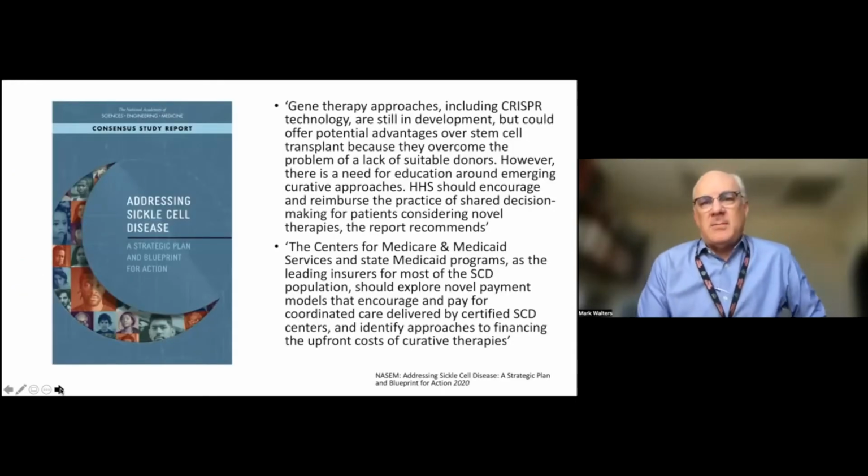And the NASAM took on this question and came up in this 2020 publication with some interesting recommendations. So first, they thought that the gene therapy approaches, including CRISPR technology, should involve shared decision making for patients considering the novel therapies, and the HHS should encourage and reimburse this practice of shared decision making. And then, in addition, to go through the clinical therapy and the medical treatment, the Centers for Medicare and Medicaid Services, CMS, and state Medicaid programs should explore novel payment models that encourage and pay for coordinated care through developing and then instituting and offering the cost of curative therapies. So this is a novel approach, and one that I think would help us pursue this both more aggressively and more broadly.